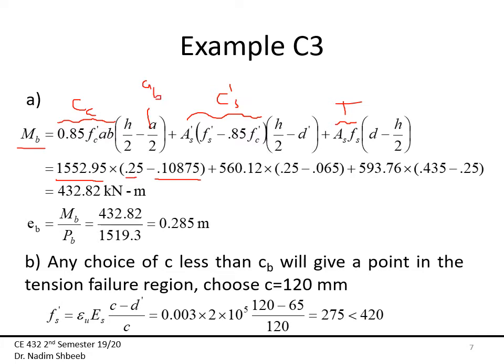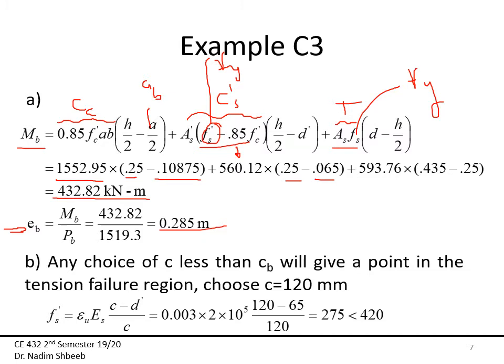Okay, C prime S is the A prime S, F prime S minus 0.85 F prime C, which will give me a value of 560.12. H over 2 is 0.25, and then D prime is the 6.5 centimeters. Tension, again, this is AS times FS, but here this is equal to Fy, and this also is equal to Fy, since we proved previously that they were yielding. So from that, I calculate the moment to be 432 kilonewton meter, which will give me the balanced eccentricity of M over P, which is about 0.285 meters. So that takes care of my first requirement.